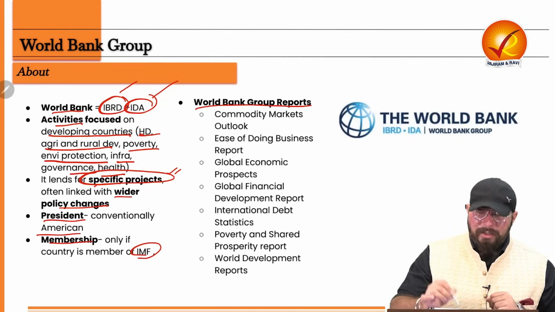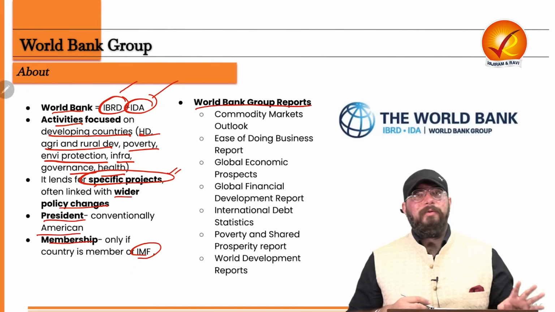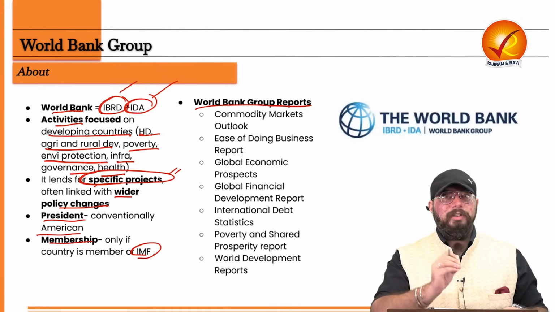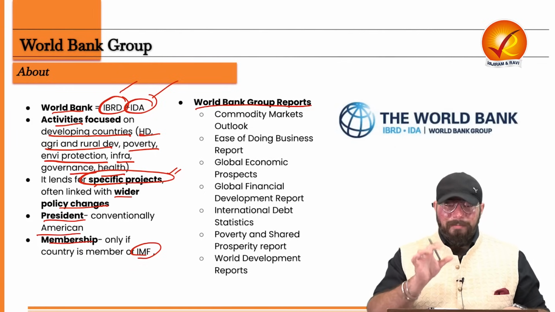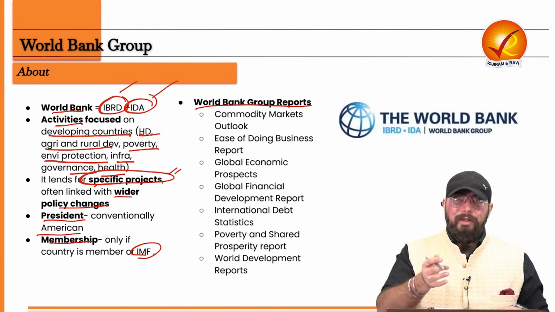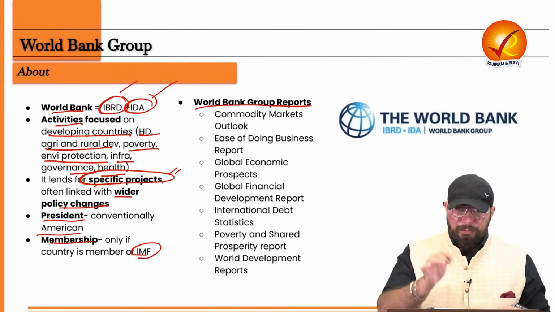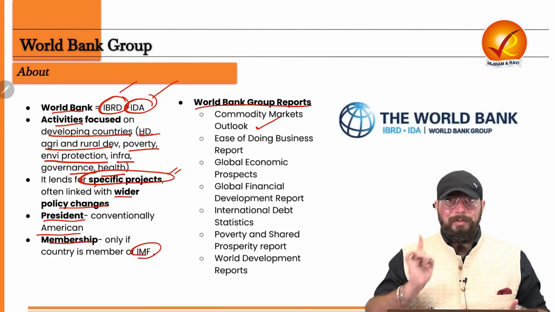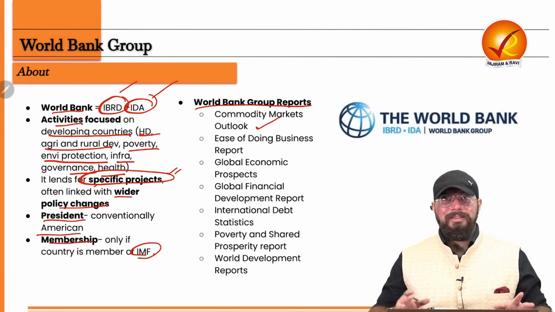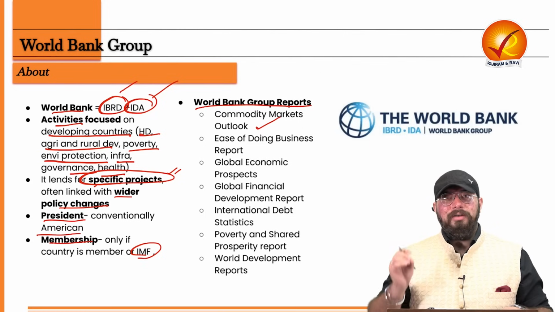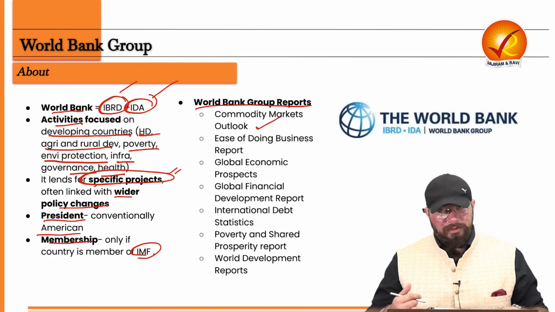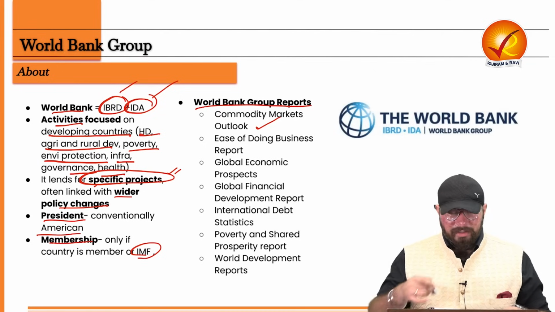Now, World Bank Group reports. Now, these reports are very, very important for your preliminary examination. See, because some of the reports many of you know, but there are many reports in this which many of the aspirants do not know. So, first is the Commodity Markets Outlook. That is one report which is published by the World Bank, consists of various outlooks related to the commodity markets based on various commodities, what are the various prices of the commodities in the international market.